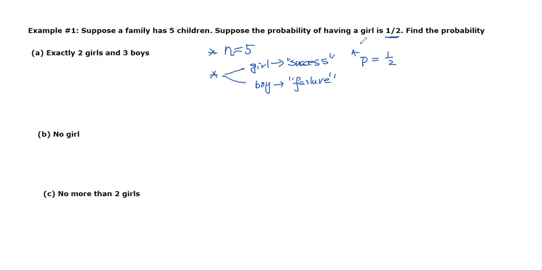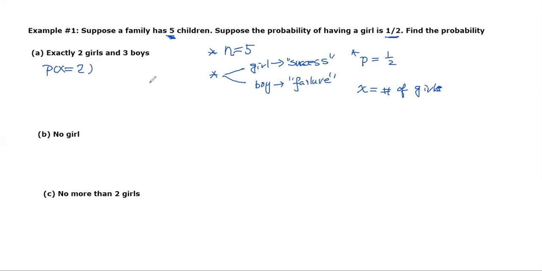Okay, so now I'm finding the probabilities here. The random variable X I can define as the number of girls. Because I have 5 children, when they say I'm getting exactly 2 girls and 3 boys, that means I'm really looking for X equal to 2, right? Because if I get exactly 2 girls, I automatically get 3 boys there.